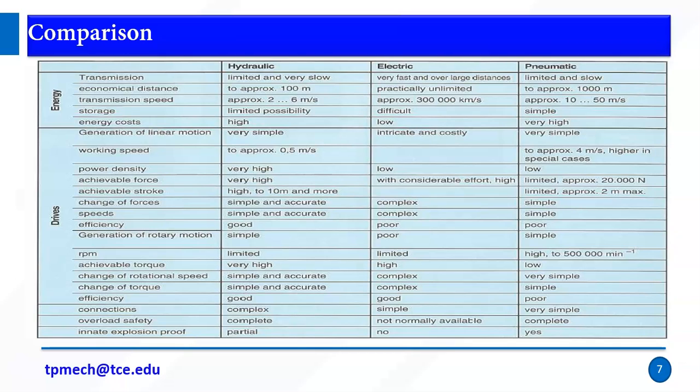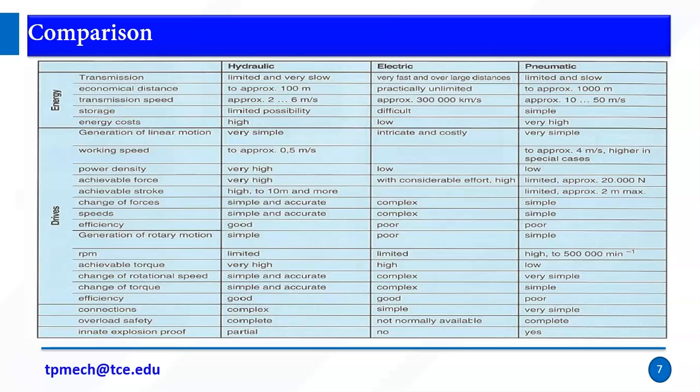Working speed is approximately 0.50 to 5 meters per second in terms of hydraulic. For electric, there is no specification for working speed, and approximately 4 meters per second in pneumatic. Power density is also very high, low. Achievable force is very high with considerable effort. Electricity may have high, and limited for pneumatic.